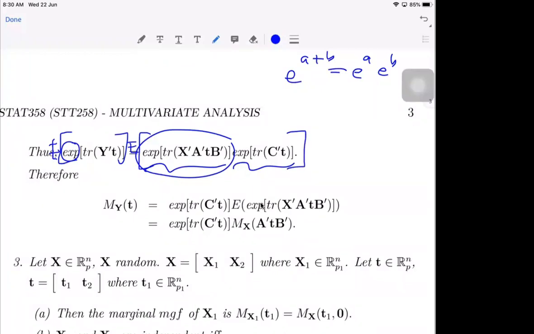So the expectation of the product, but this is just a constant. If you scrutinize that, this is just an m by m matrix. Get the trace, that will be a constant. So the exponential of a constant, you can take it out from the expectation term. But this term here is actually the moment generating function of x at this term, a prime t prime. So we are done. Okay.